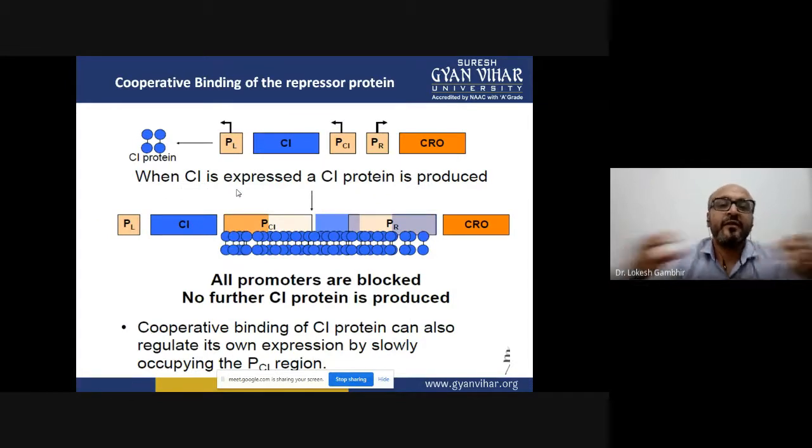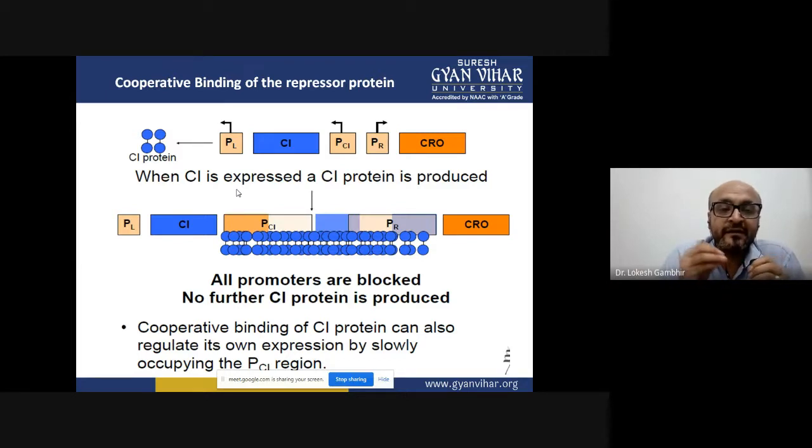Now when we are talking about this particular aspect, the C1 protein is going about and binding to OR1 and OR2, thereby it prevents the binding of RNA polymerase to the promoter region, and that's how it shuts down the CRO expression.